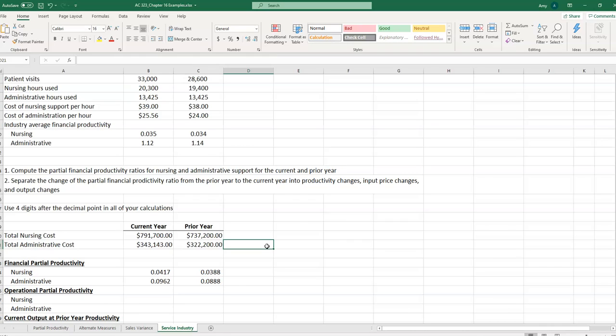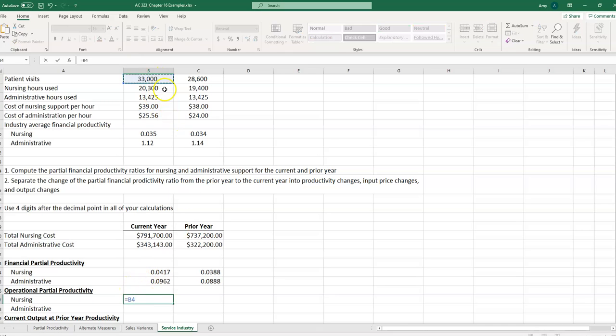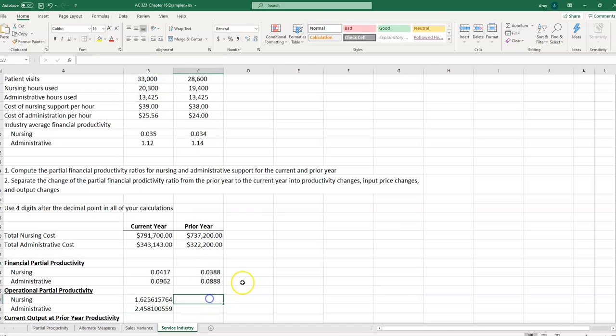So we're also going to do the operational partial productivity. So for operational, we're looking at the number of patient visits to hours instead of to a financial measure like the financial partial productivity. So 33,000 patients divided by 20,300 nursing hours, and 33,000 patients divided by 13,425 administrative hours. And then the prior year nursing hours versus administrative hours.